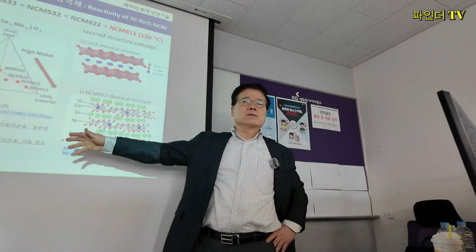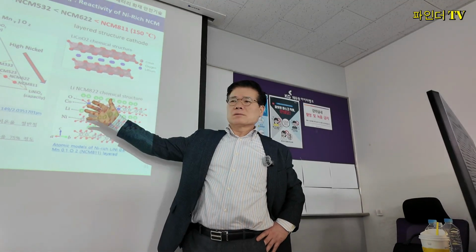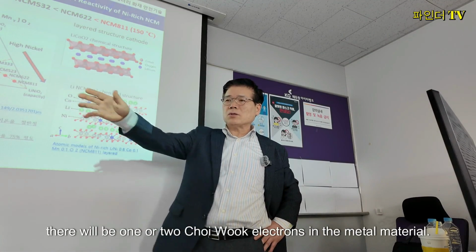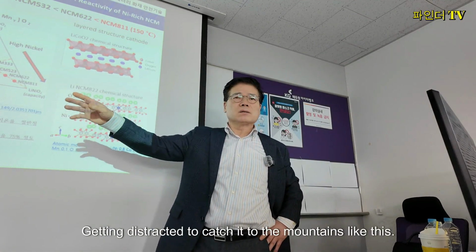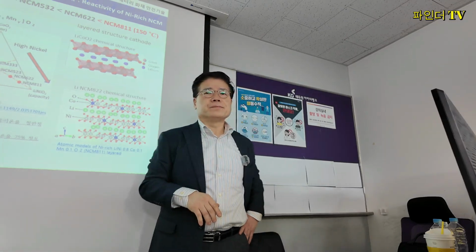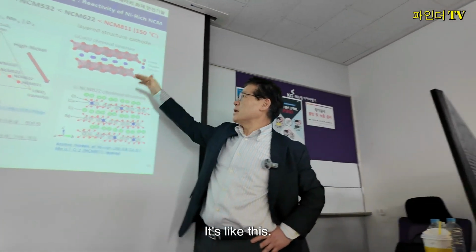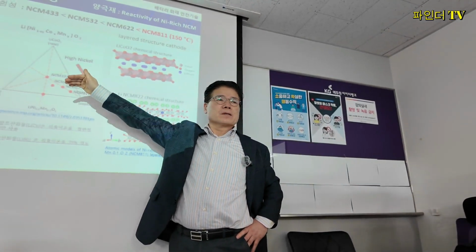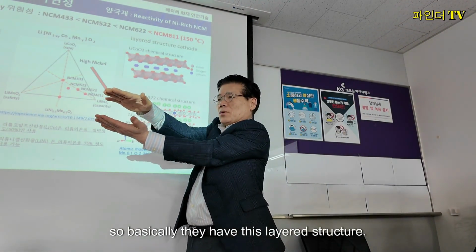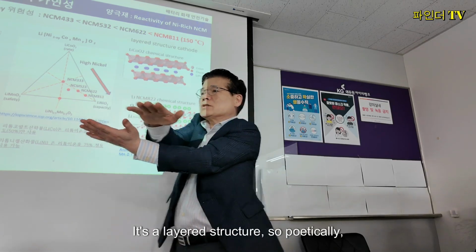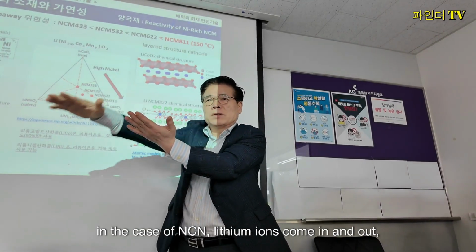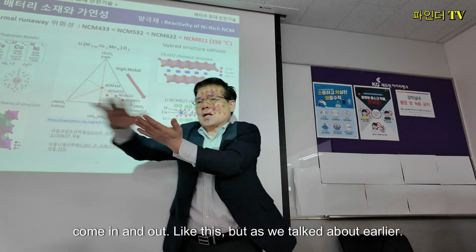Cobalt. Nickel. Look at that manganese. There may be one or two electrons in the metal material, getting caught up like this. But they are layered like this, right? So basically they have this layered structure. So in the case of NCM, lithium ions come in and out like this.